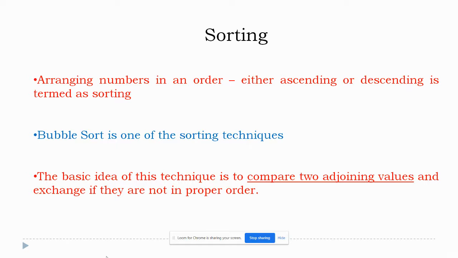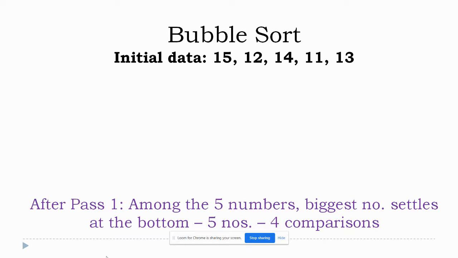The basic idea behind this one is you are trying to compare two adjacent values and exchange them if they are not in a proper order. My initial data for bubble sort given here is 15, 12, 14, 11 and 13 respectively. The first two adjoining elements are 15 and 12. When I am comparing 15 and 12, 15 is a bigger number, hence I go for a swap.